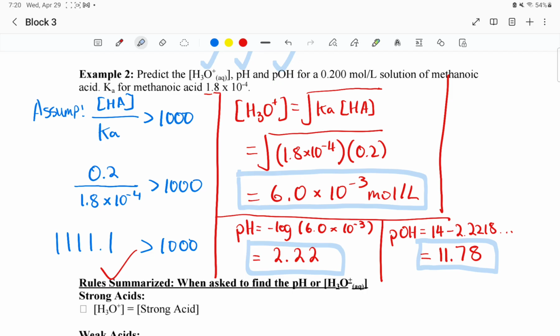Because I'll tell you right now, there will be a written response question that's worth about 4 marks, I would say, where it's asking you for multiple things. So first thing, assumption check. Then you do your formula. You get the H3O, boom. Then you negative log, get pH, boom. Then to get the pOH, 14 minus, boom.